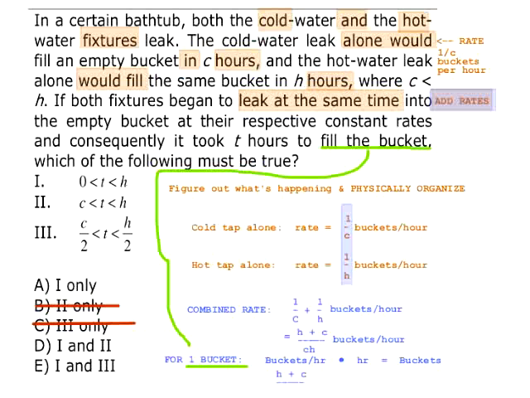H plus C over CH times T is the thing I'm solving for. So if you solve that, it's CH over H plus C. That's the T. There you go.